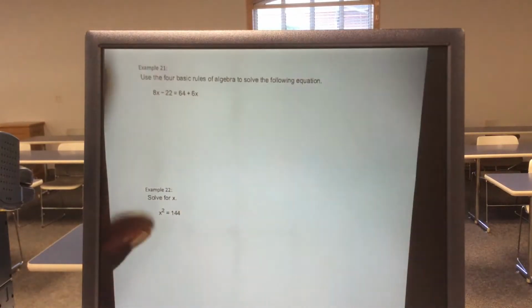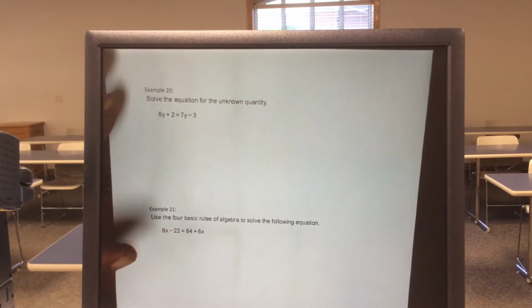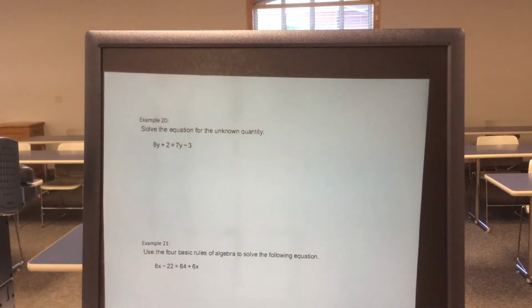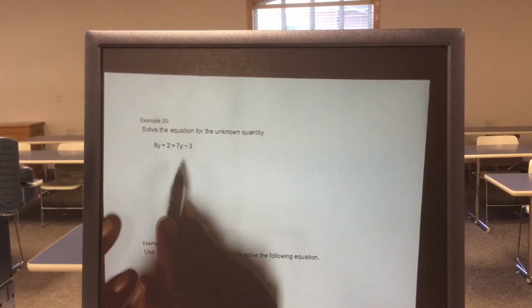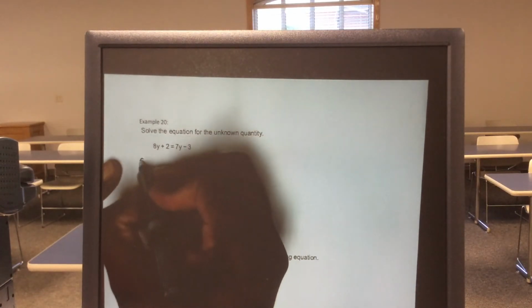Okay. Now, let's say we had an equation with the variables on both sides, like 8y plus 2 equal 7y minus 3. And I want to solve this equation. Well, first of all, I want to collect all the variables on one side of the equation. And it will be easier to move the variable that has the smallest coefficient, that's the number in front of the variable, over to the opposite side. It'll be easier to move the 7y over to where the 8y is. And I'm going to write this out.